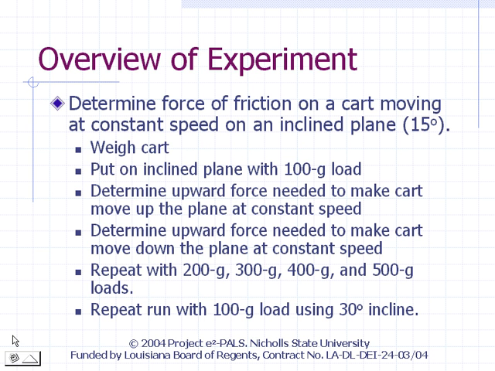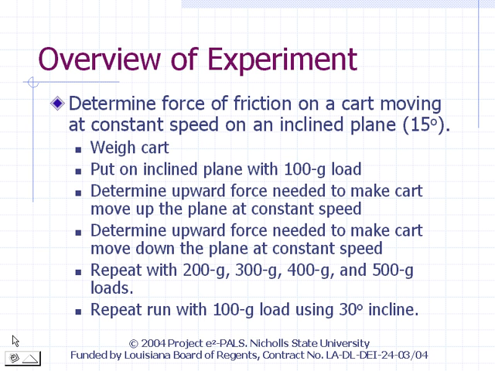There is a string tied to the front of the cart. Put this string over the pulley at the top of the inclined plane and hang weights from the string. Find the appropriate weight so that the cart will move upward at constant speed. You may need to give the cart a little nudge to get it going. If the cart stops, you need to hang more weight on the string. If the cart speeds up, you need to lessen the weight hanging on the string.